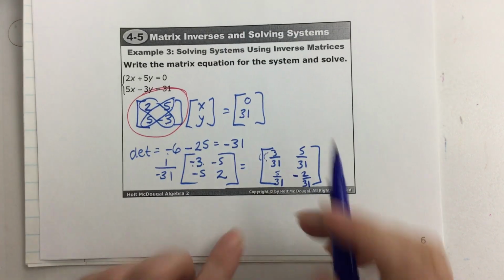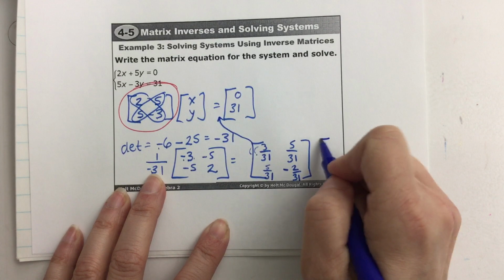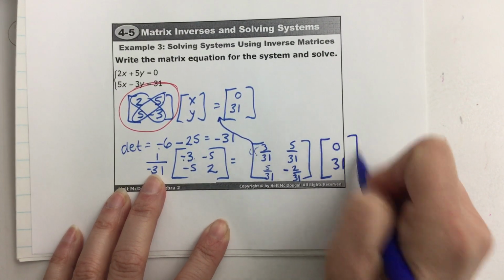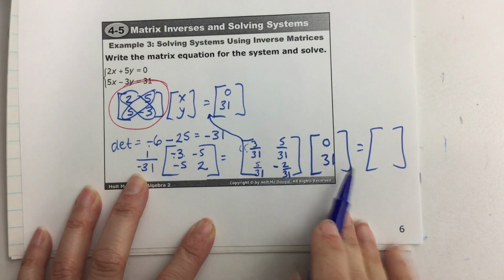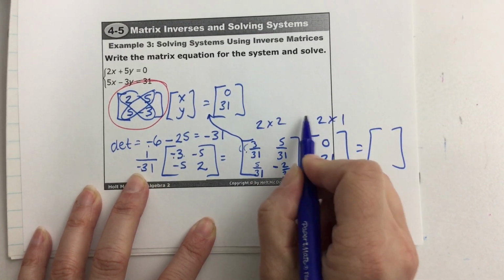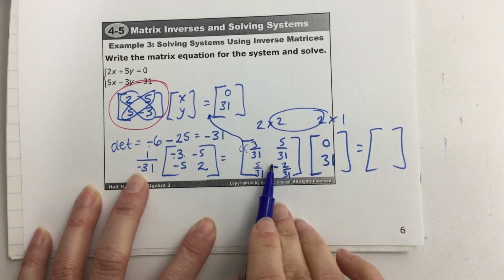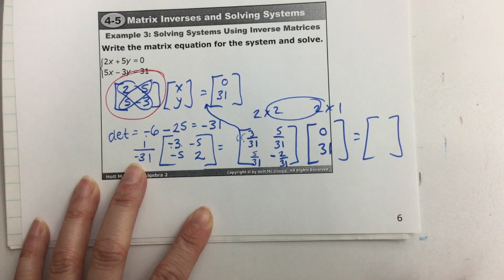Here is your inverse. Your inverse gets multiplied in front of your solutions. So I'm just going to go ahead and put my solutions right here, okay, because the inverse has to be first. Now this is a 2 by 2. This is a 2 by 1. The 2's match, so that means that you can multiply this. That's great, because that's what we have to do here.